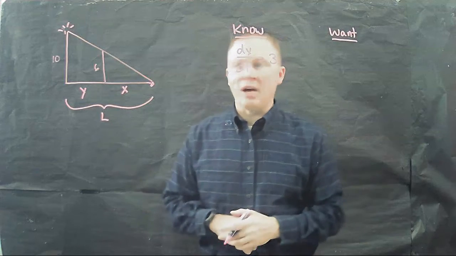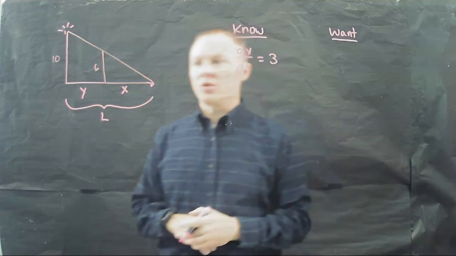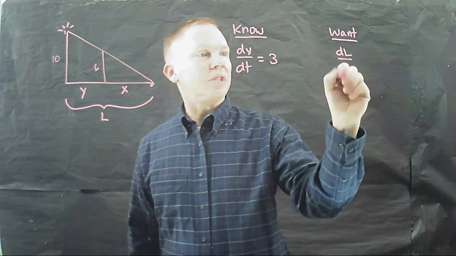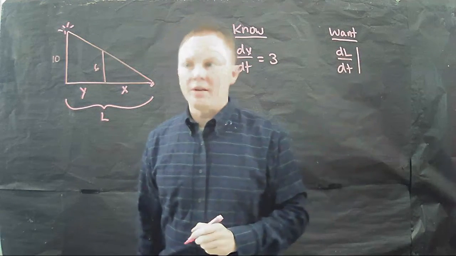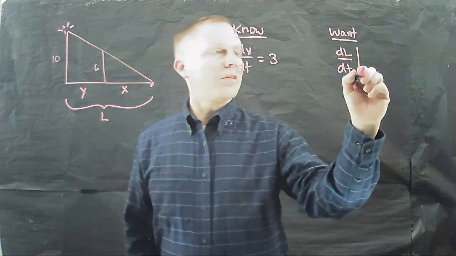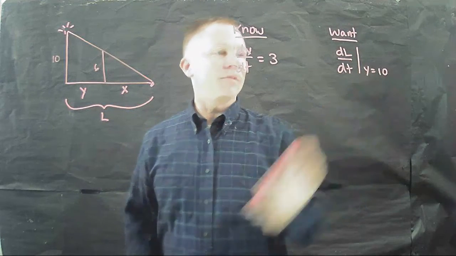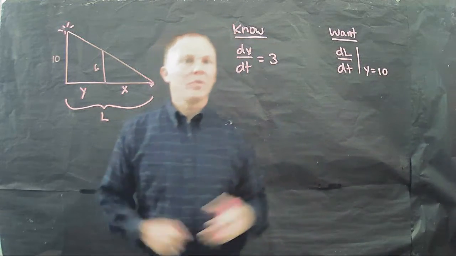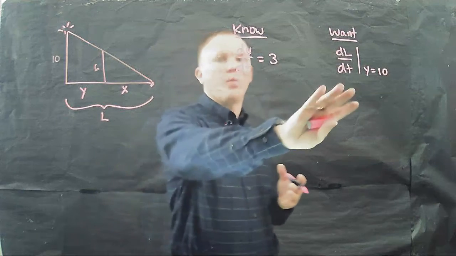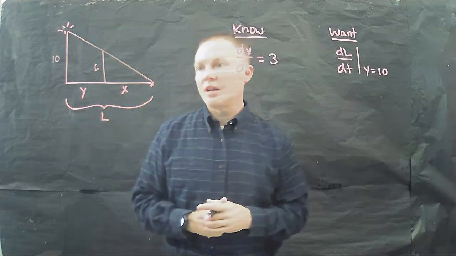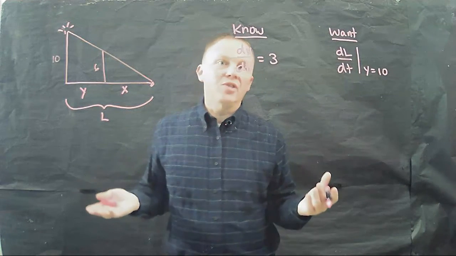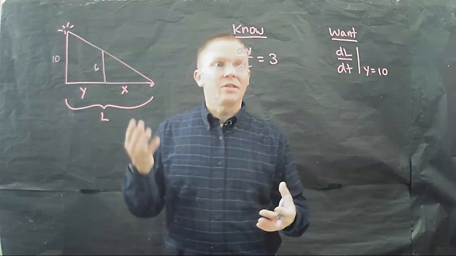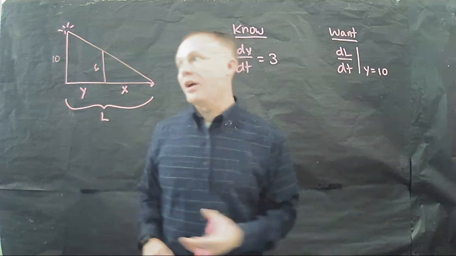I don't know why I used L, maybe for length. But I want dL/dt, and when do I want it? I want it when y equals 10, when he's 10 feet away from the wall. So there's what I know, there's what I want. I've assigned some variables. I got a nice picture. So now I need to essentially find a relationship between x and L and y.